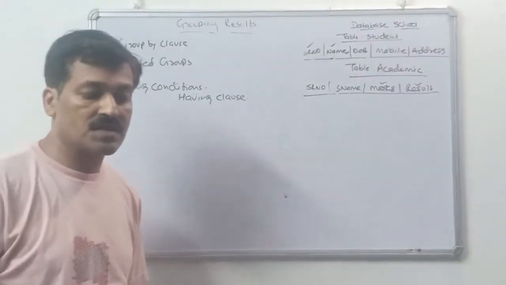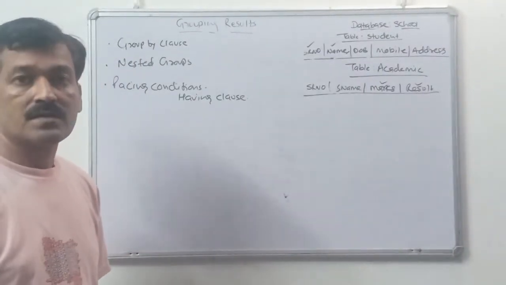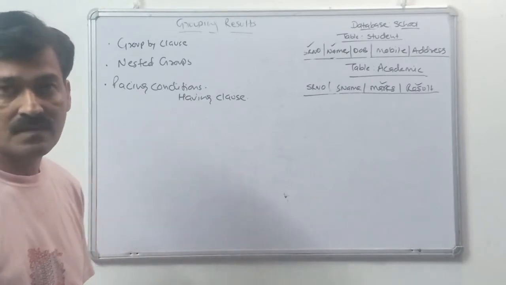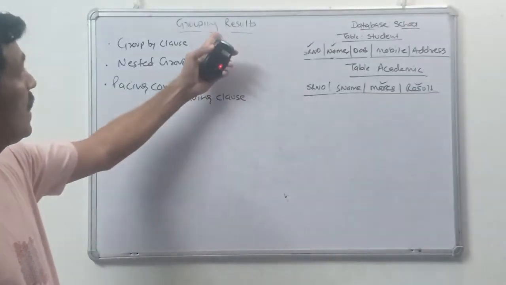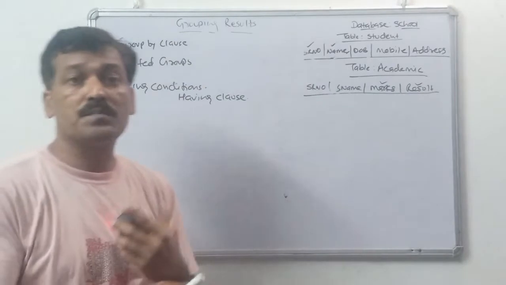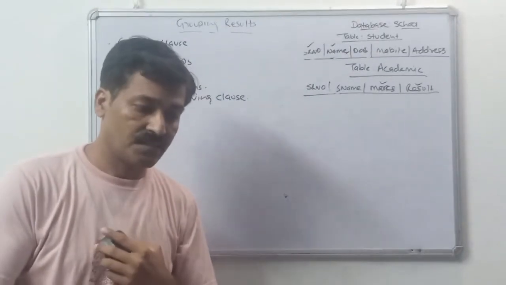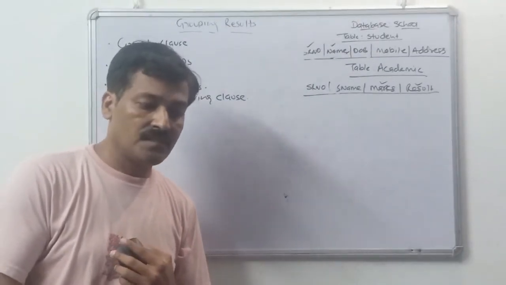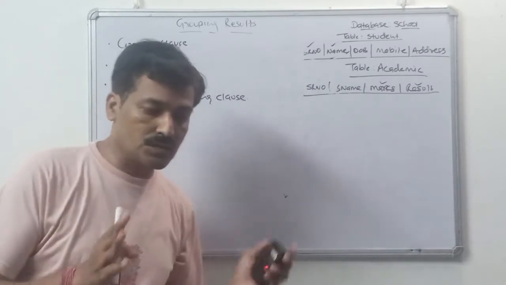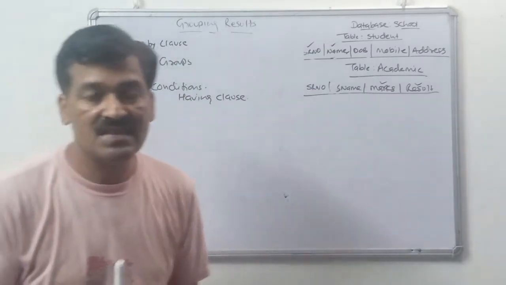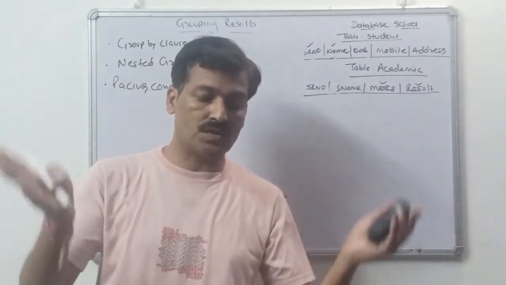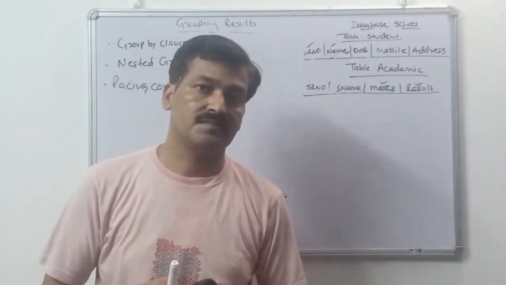We are now going to discuss the group by clause. We are going to group the results now. Grouping result means the group by clause is used for grouping the results. It means it is used to combine all those records that have identical values.